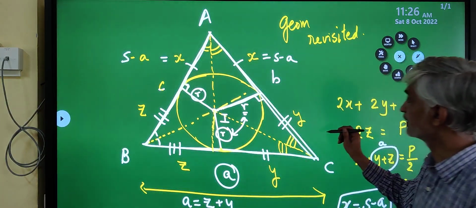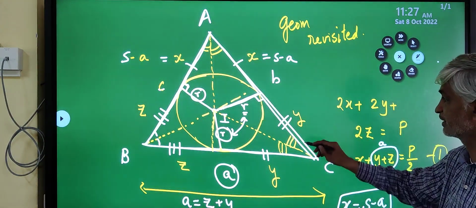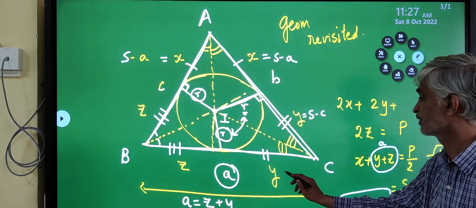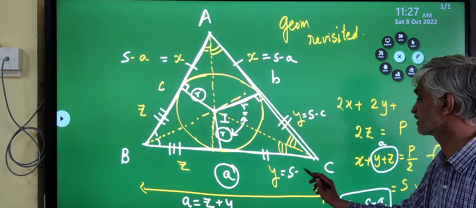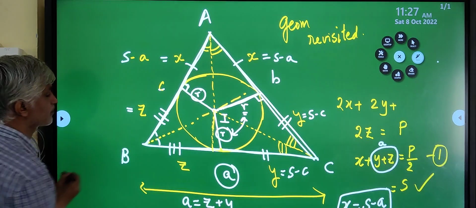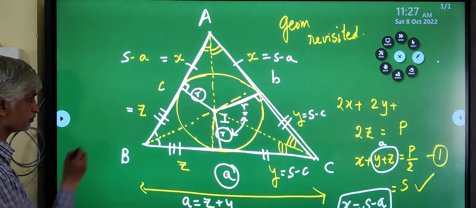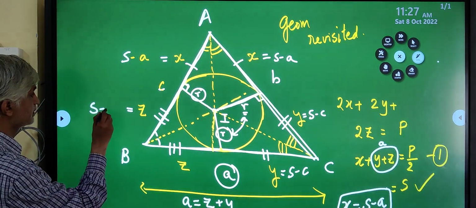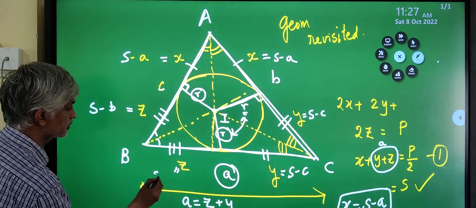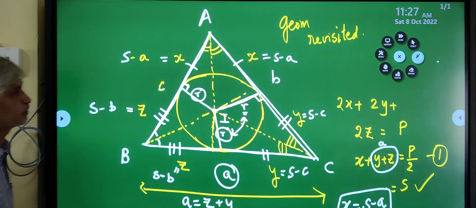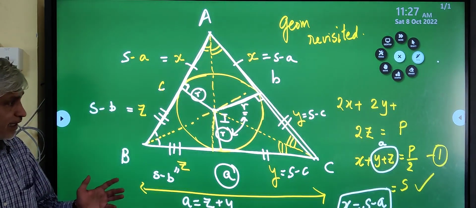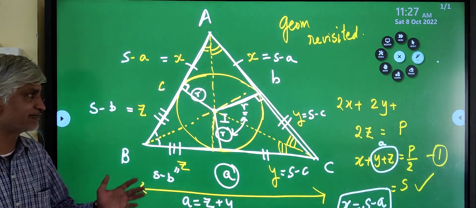And quickly you can notice by symmetry then in this picture, y will be equal to s minus c, and here in this picture z will be equal to s minus b. So we got so many interesting formulae already on the board, and just by a neat diagram.